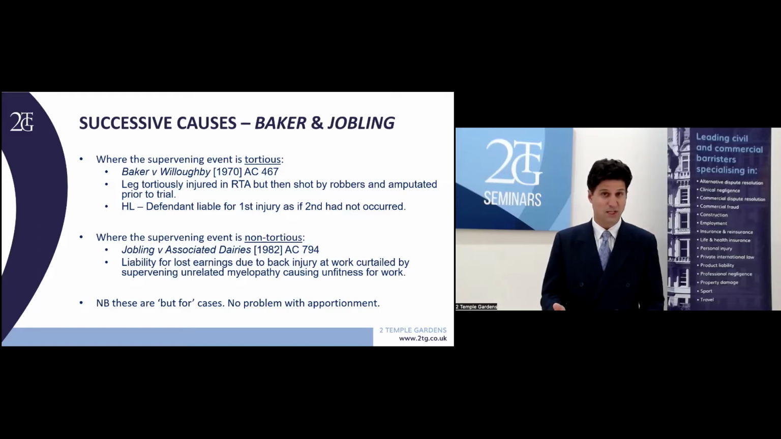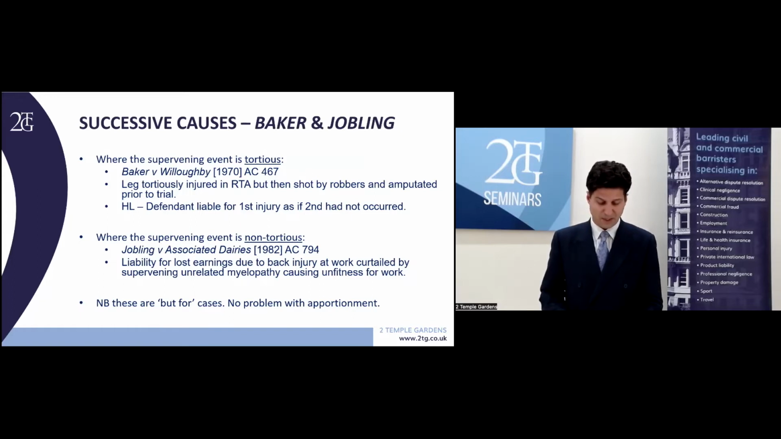In this case, the claimant had injured his leg in a road traffic accident for which the defendant was liable and was then unfortunate enough to be involved in a robbery as an innocent bystander. The robbers shot him in the leg and his leg had to be amputated. Nevertheless, although he now had lost that leg, the original defendant was liable for the injury it had originally caused as though it had continued into the future for the rest of the claimant's life, regardless of the amputation, or as though the amputation had never occurred.